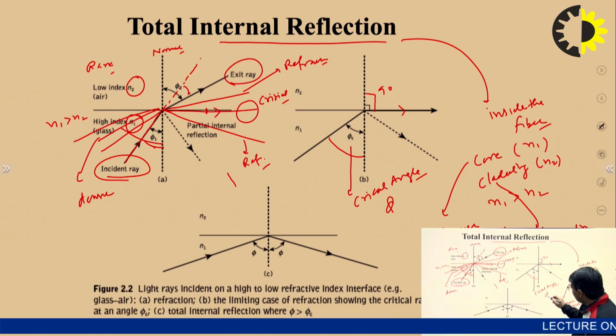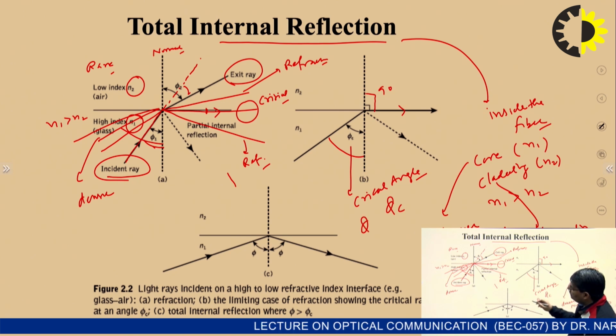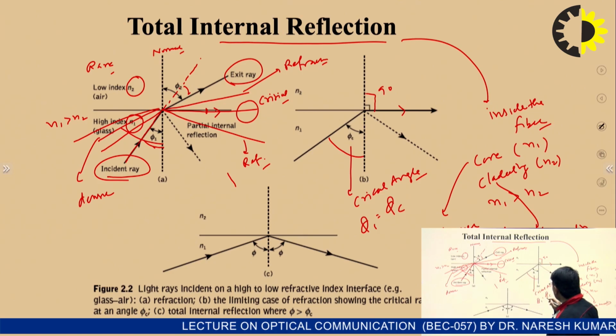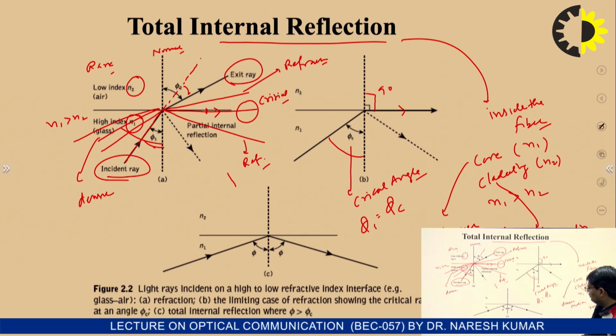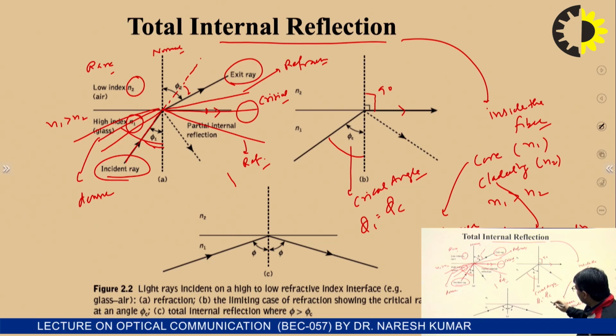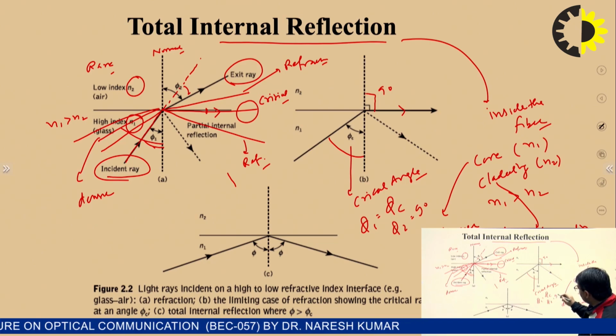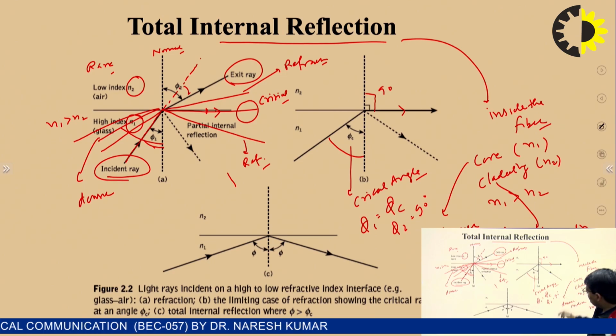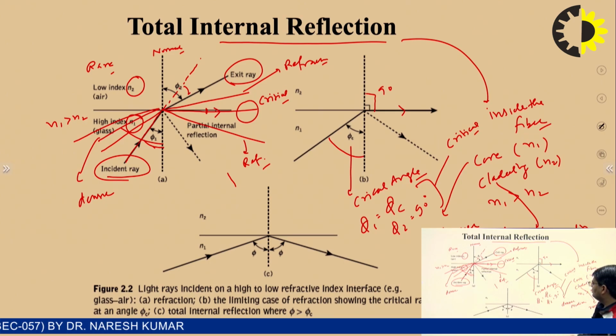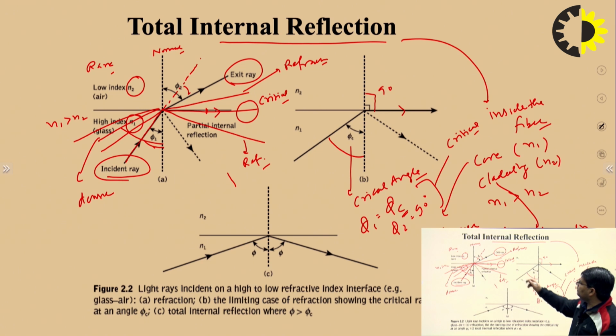Denoted by phi c. That is, if the angle of incidence is equal to the critical angle, this phi 1 equal to phi c, then we have phi 2 equal to 90 degrees. This is the critical condition or critical case. If the angle of incidence is less than this critical angle, there will be refraction.